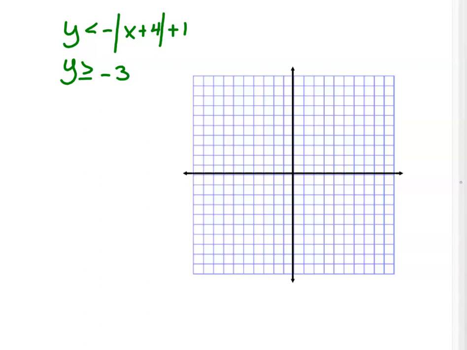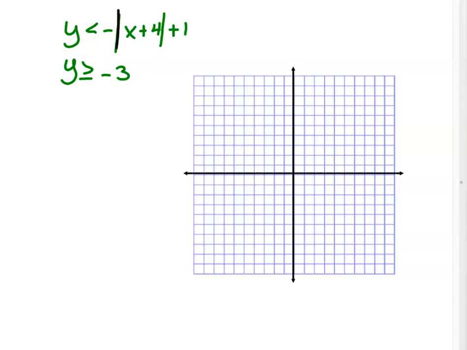So thinking about our transformations, absolute value graphs are that V shape. This one has been shifted left 4 and up 1, and it's also been reflected over the x-axis. So if we take our vertex, shift it left 4 and up 1, we land there, and we have flipped this upside down. So we have a negative 1 slope.